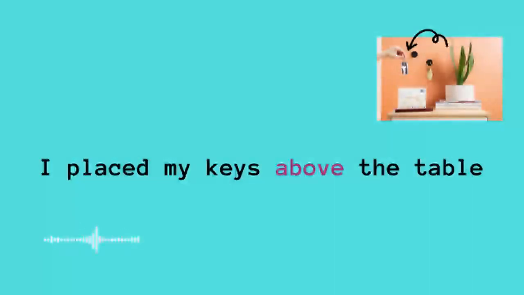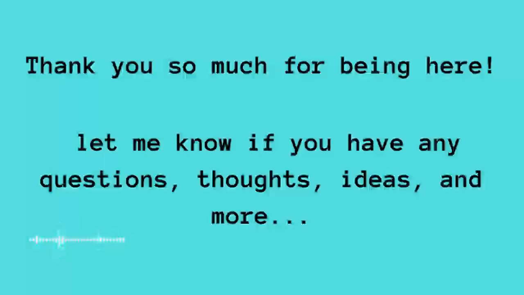So this is how we can use above in sentences. But if you want to ask about the peg, like where is the position of the peg, they are on the wall. Why? Because they are touching the wall. So this is how we can differentiate between on and above.